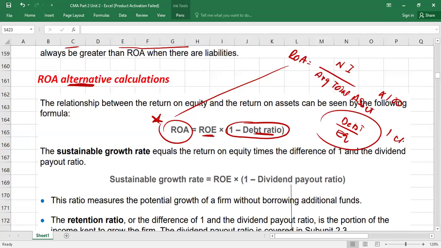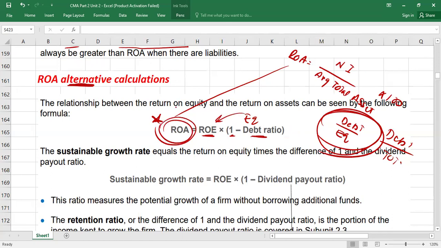Or sometimes the debt ratio could be given as debt divided by total asset also. But most probably this equation we use. Okay. So for the debt ratio, 1 minus debt ratio. The debt ratio answer he will give you in the question. It means if I take 1 minus debt ratio, this will give you the value of kind of equity. And if I multiply with the return on equity, I'll get the return on asset.